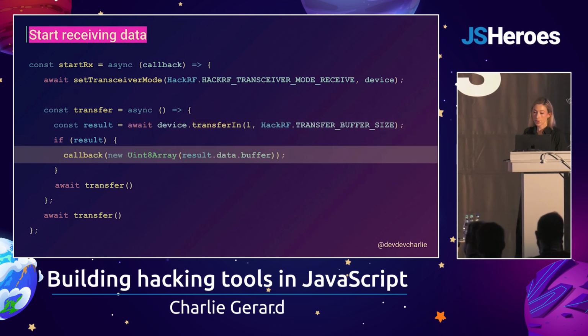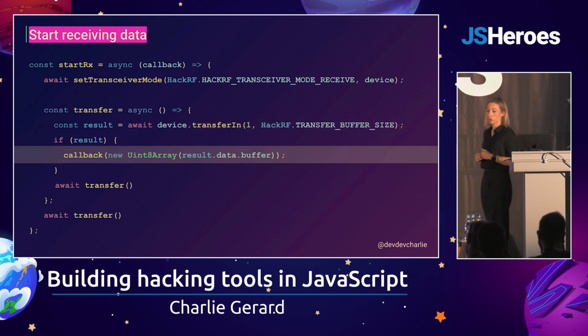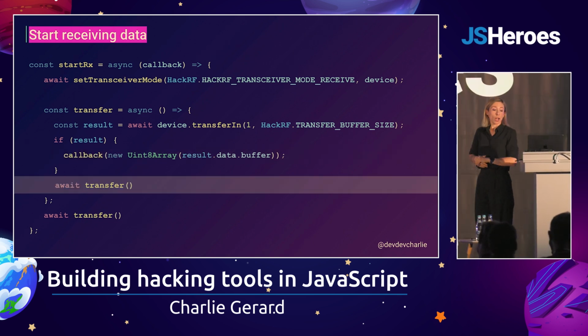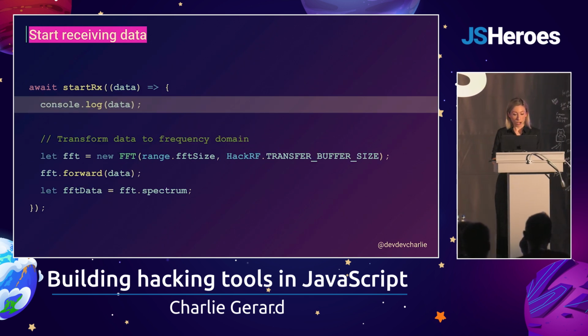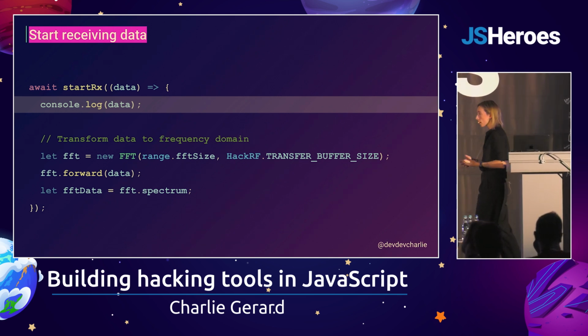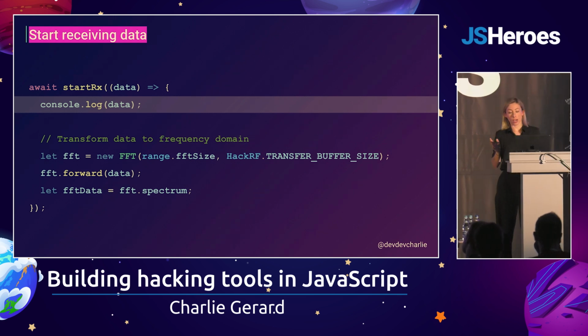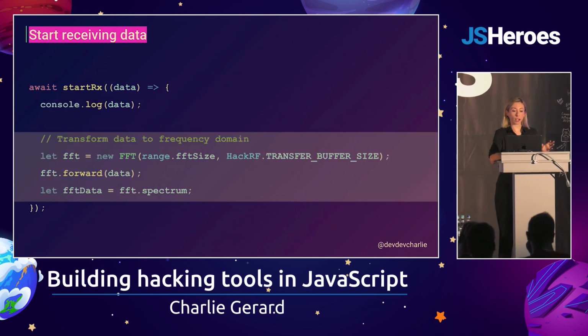But then we're also passing a buffer size for how much data we want to get back. And if there is data that we're getting back, then we have a callback function, and we are returning the result in a typed array. And then we're just looping this function again and again to receive continuously. When we're getting data, here I'm just logging it, but you can do whatever you want at this point. You're getting raw data from the antenna, and you can do fun stuff.